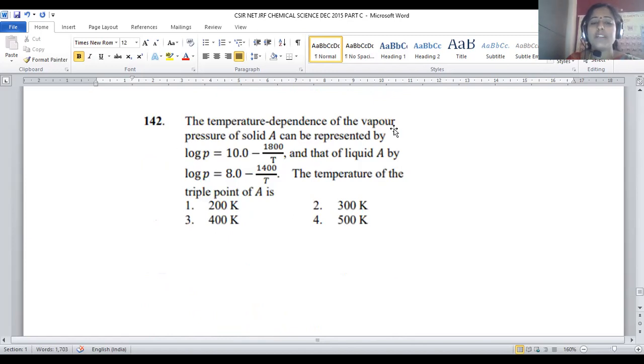The temperature dependence of vapor pressure of solid A can be represented by log P is equal to 10 minus 1800 by T, and that of liquid A by log P is equal to 8 minus 1400 by T. The temperature of the triple point is. It is a question from phase rule. Now we have to predict at which temperature the triple point exists.